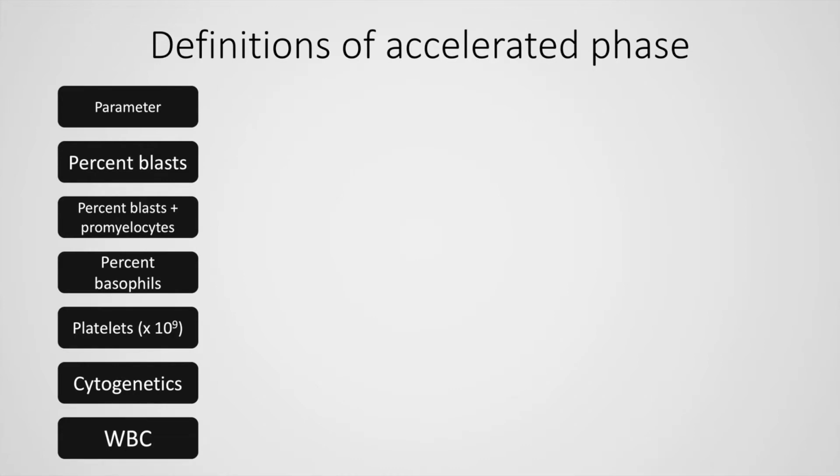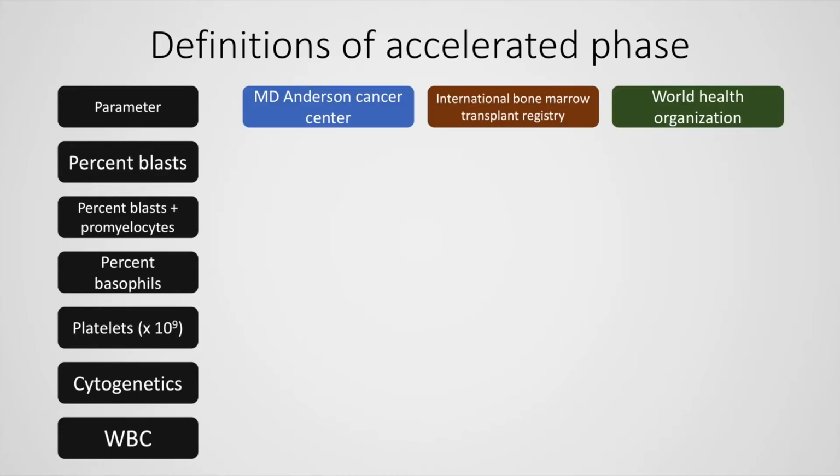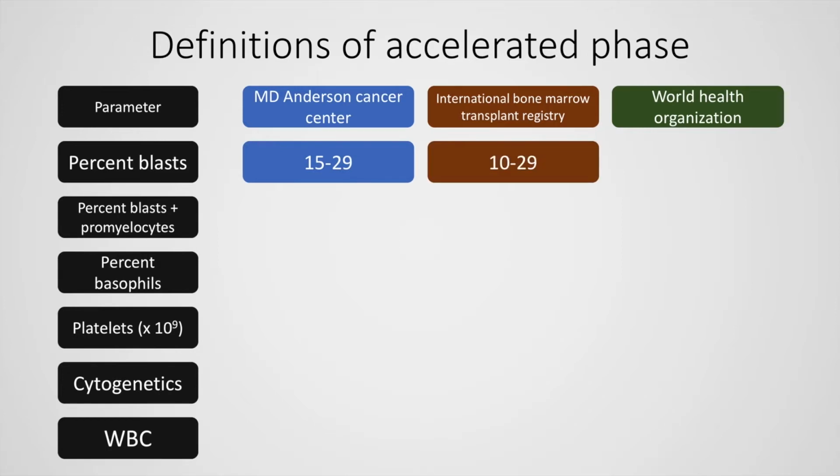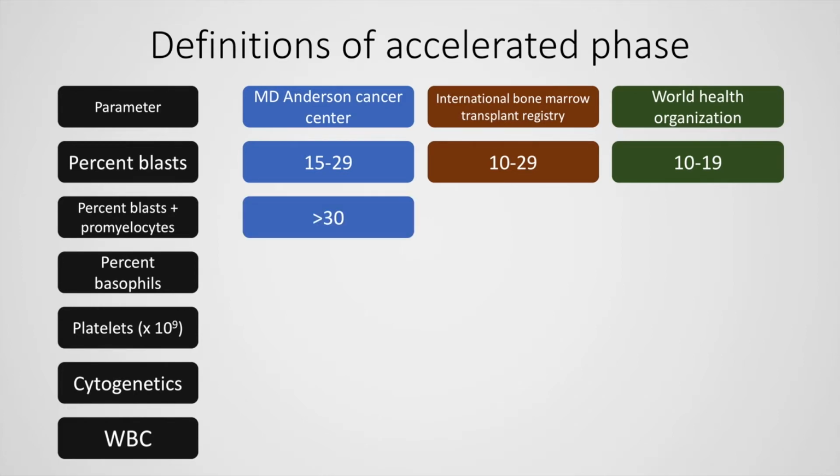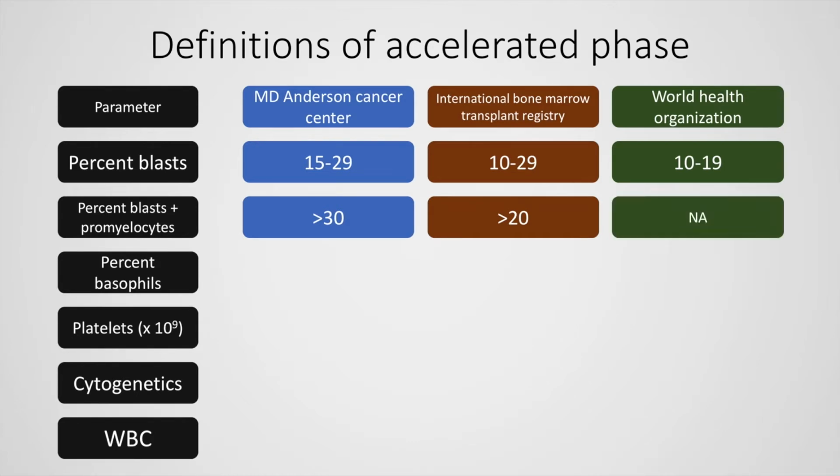We will now look at the definition based on these three organizations for the parameters as described on the left. The MD Anderson Cancer Center says that a blast number of 15 to 29 is the accelerated phase. The International Bone Marrow Transplant Registry says 10 to 29, and World Health Organization says 10 to 19% blasts. Similarly, more than 30% blasts plus promyelocytes according to MD Anderson Cancer Center, more than 20 according to IBMTR, and this parameter is not included in the WHO definition.